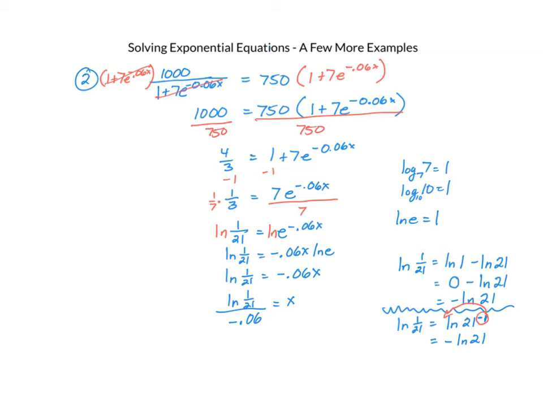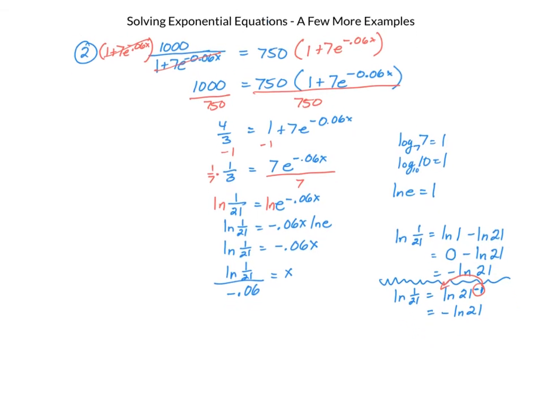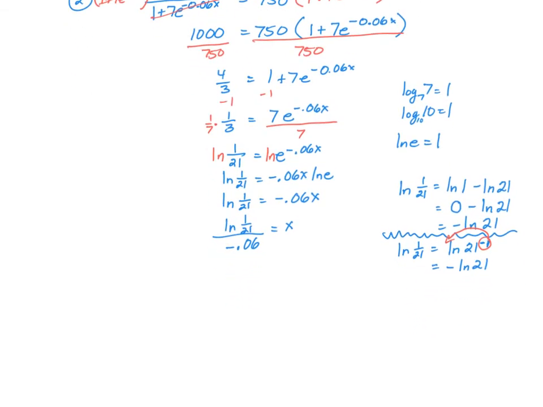So let's make a substitution for the natural log of 21. And I'm going to slide this up a little bit so I have some space. And I have x equals negative ln of 21 divided by negative 0.06. And I have x equals the natural log of 21 divided by 0.06. And I would say this is okay as an answer, and this is better.